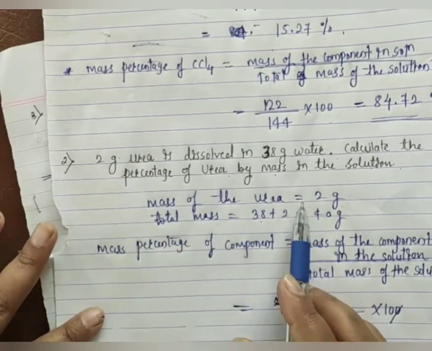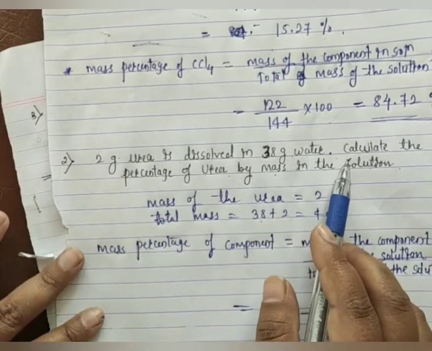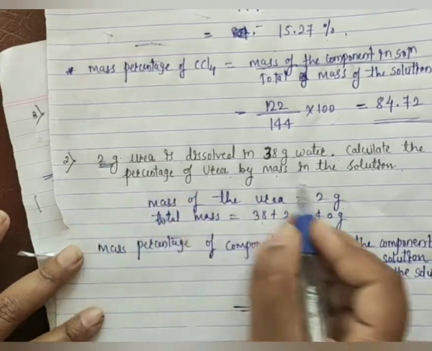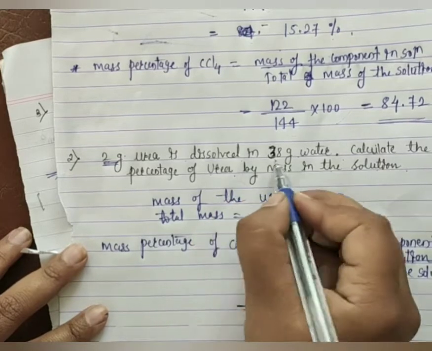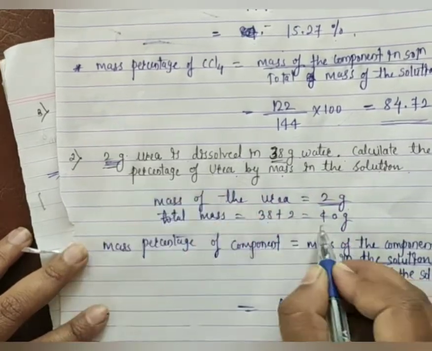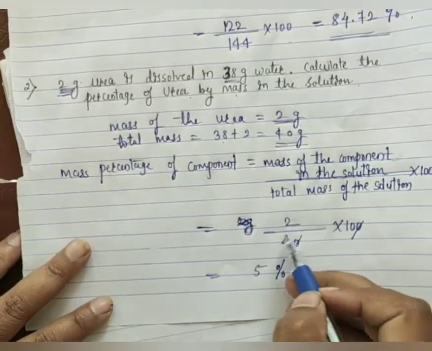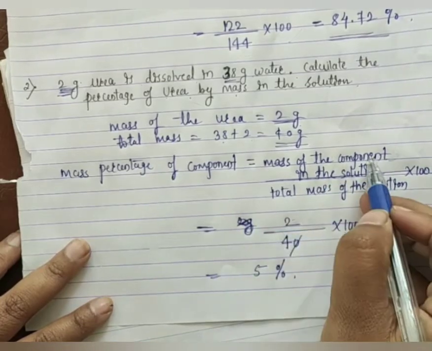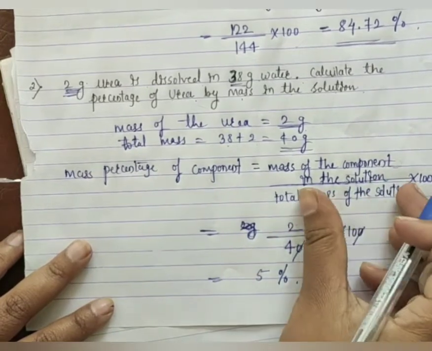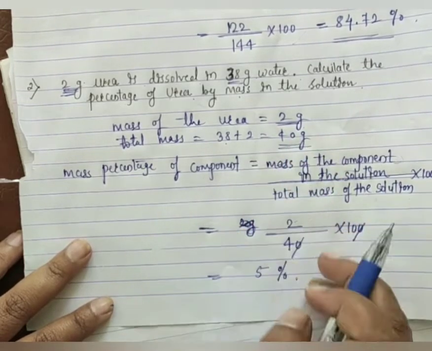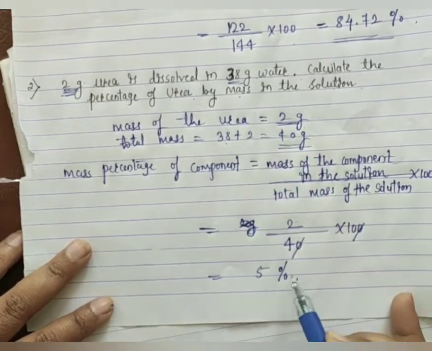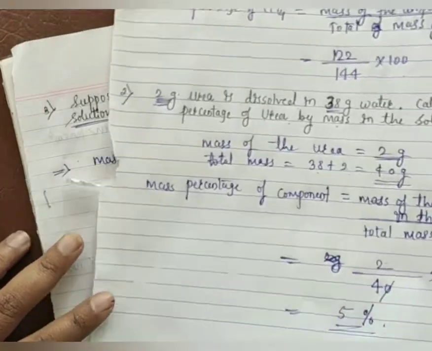And the same I solved for urea: 2 gram of urea dissolved in 38 gram of water. The mass of the solute is 2 gram, and the total mass will be 38 plus 2, which is 40. According to this formula I have to take first the mass, that is 2 gram, divided by the total mass, 2 plus 38, which is 40, into 100. I am getting 5% of urea present.